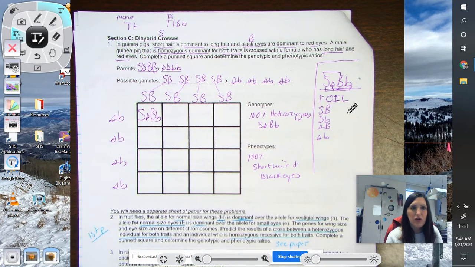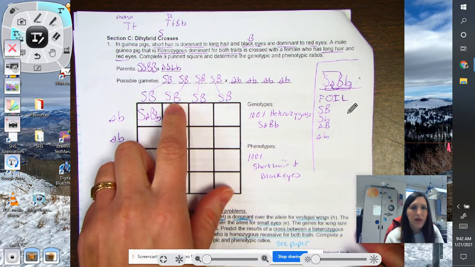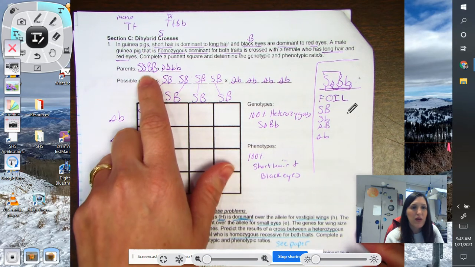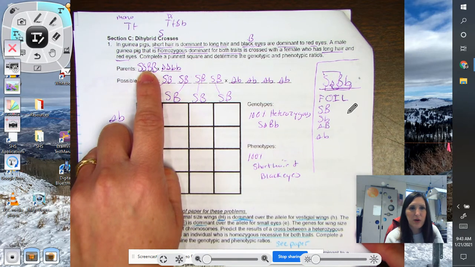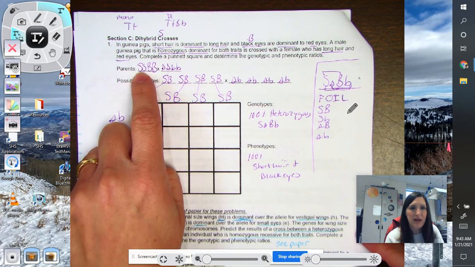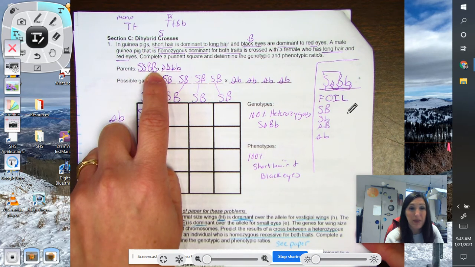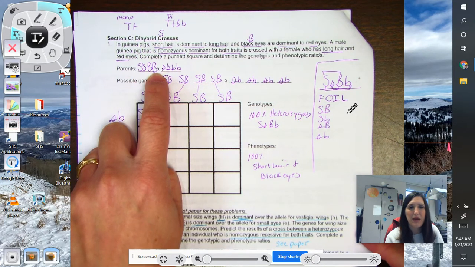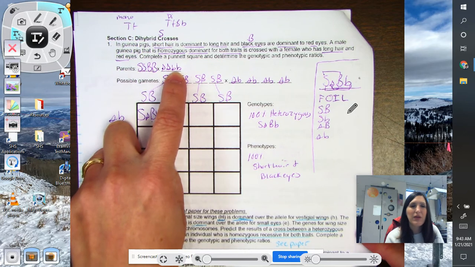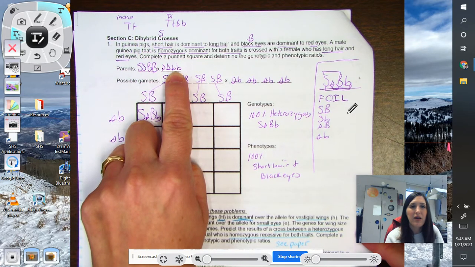Now when it comes time to set these up, these are my gametes. If I think about the male, what is he going to put inside of each of his sperm? Remember, every sperm has to get an S and every sperm has to get a B, but what is he going to put in each one? Well, all of his letters are the same. So he only has big S and big B to give. And the same thing in the egg. Every egg is going to get an S and every egg is going to get a B, but they're all the same: little s and little b.